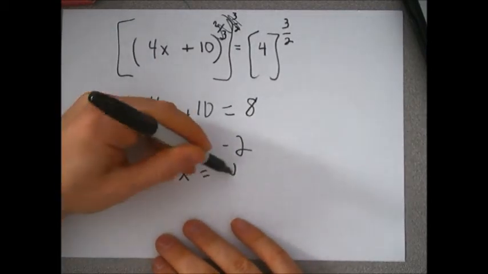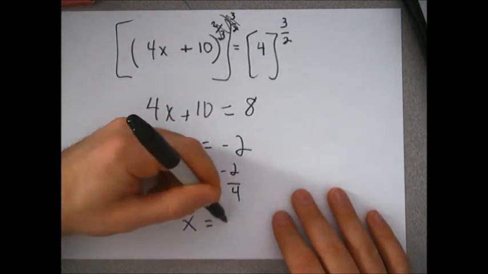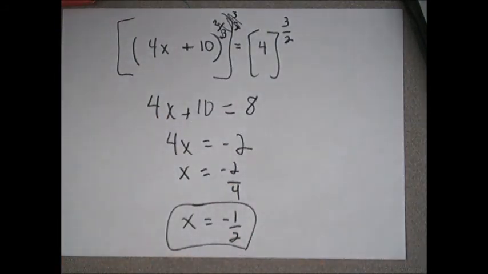X is equal to -2 over 4 when I divide by 4, and -2 over 4 is really -1/2. Okay, that is all the information in the video.